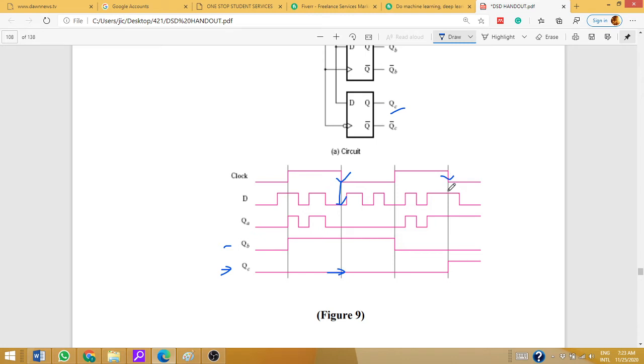At the second negative edge, the value of D is high, so it moved from low to high. So QC changes depending on when the negative edge of the clock is coming. Okay, Shabab, so this is something here.